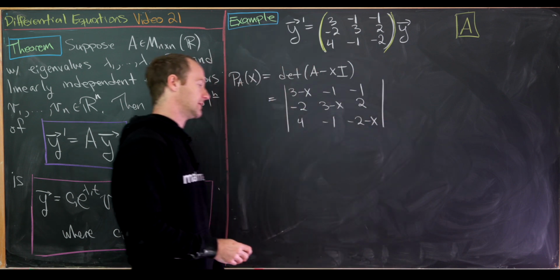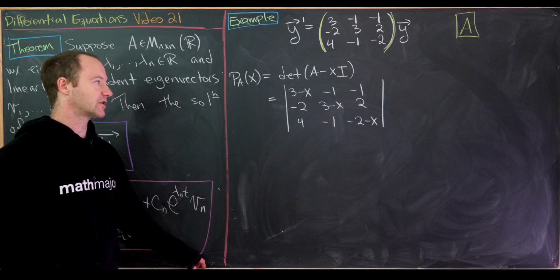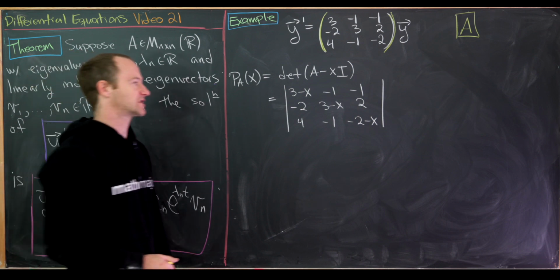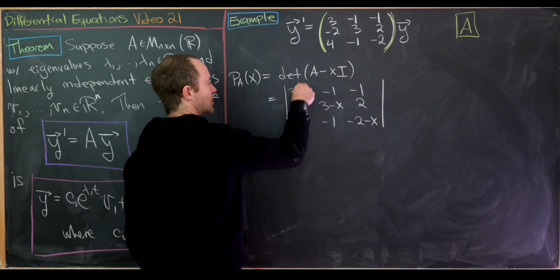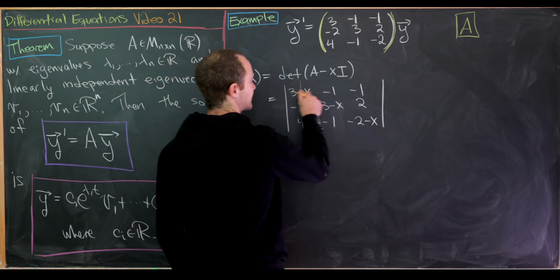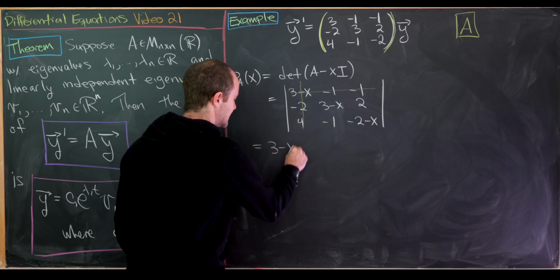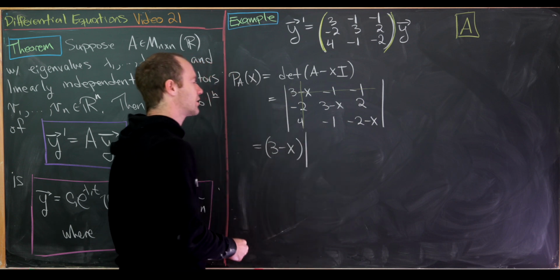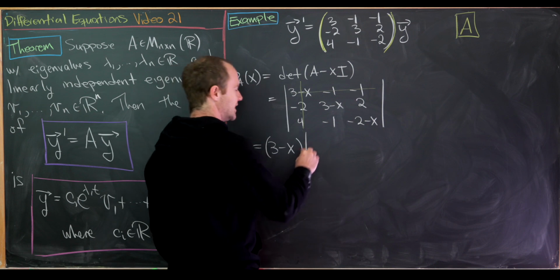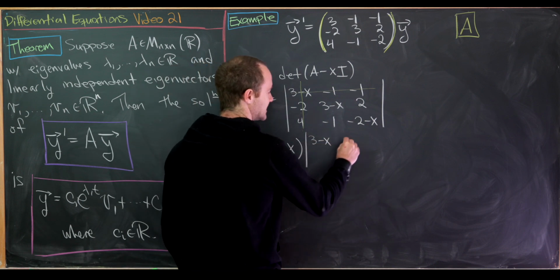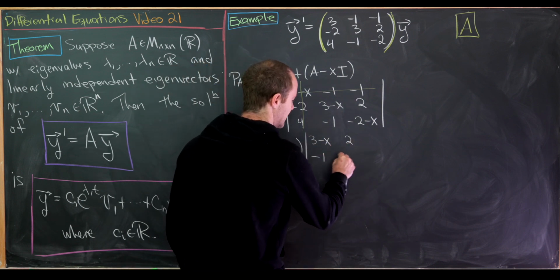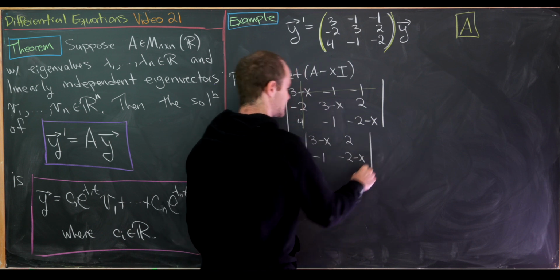In order to do this calculation, we'll use the so-called cofactor expansion. Let's start by expanding across this first column in this first row. That'll give us 3 minus x times the determinant of the leftover sub 2 by 2 matrix. That'll be 3 minus x, 2, minus 1, and then negative 2 minus x.